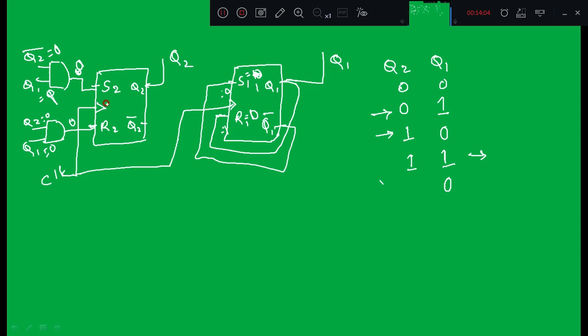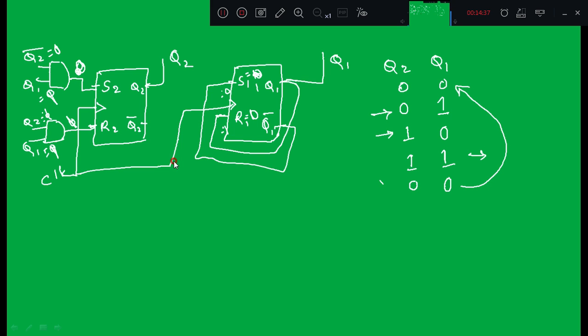And the first flip-flop here, Q2 is 1, Q1 is also 1, output of this AND gate will be equal to 1, and Q2 bar is 0, output of this AND gate will become 0. Since R1 is high, R2 is high, S2 is 0, Q2 will also reset. So that means we got the previous state, right? So this is the design of a mod 4 counter using SR flip-flop.